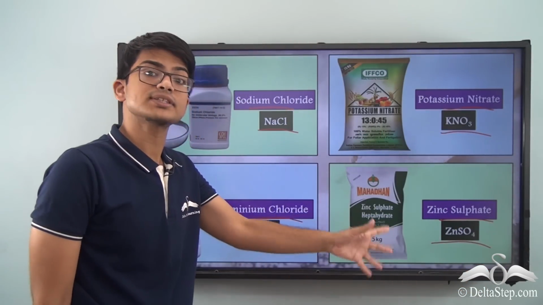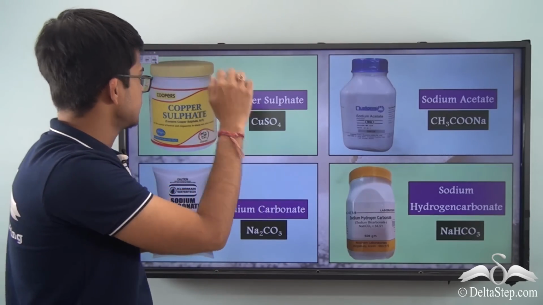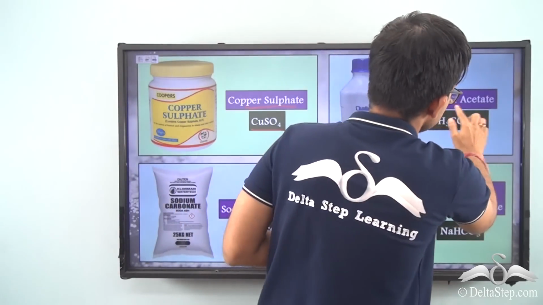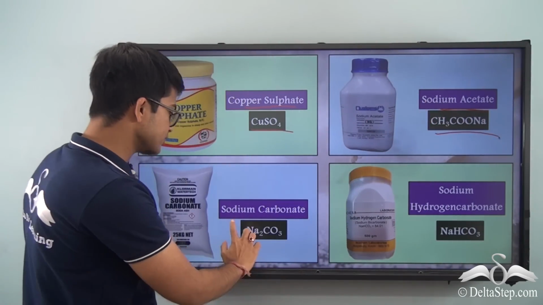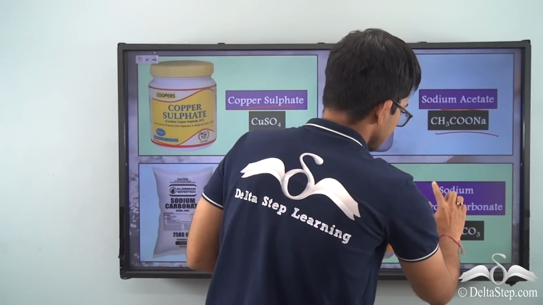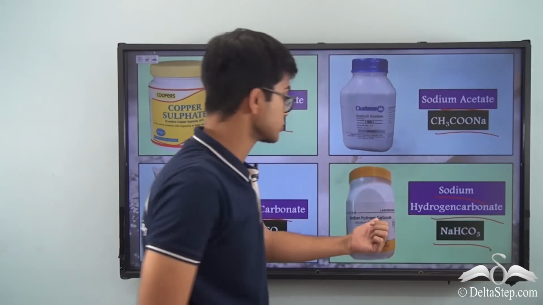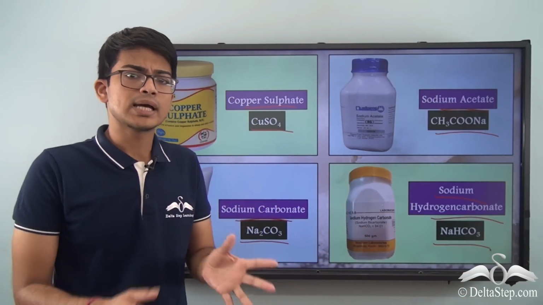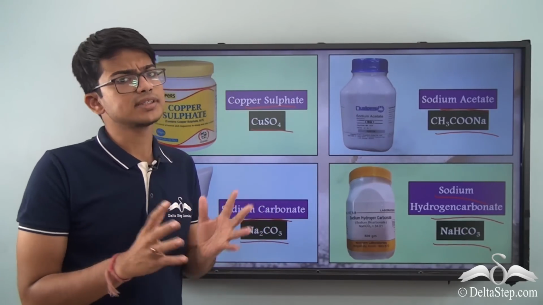So these are the 4 salts, but we have 4 more. Next we have copper sulfate, that is CuSO4. Then we have sodium acetate, that is CH3COONa. Then we have sodium carbonate, that is Na2CO3. And finally, the absolute final one is sodium hydrogen carbonate, NaHCO3. This is also known as sodium bicarbonate. So these are the 8 salts we have. We will be performing a certain experiment with these salts and then come to various conclusions.